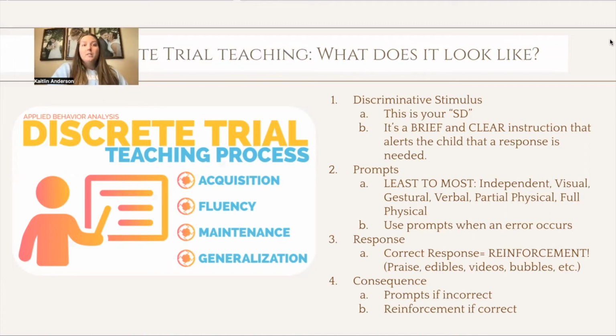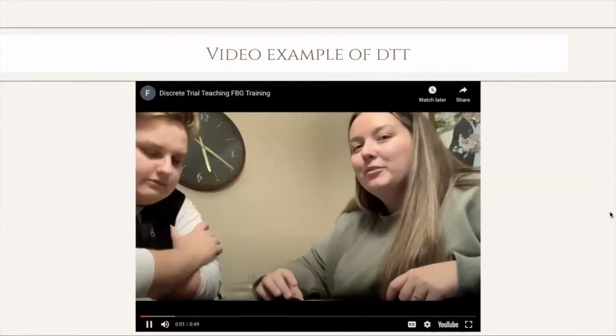Next, we have our prompts. So that is when we have our least to most prompting level. You probably have already seen that in your training manual. So our least to most here at Fox that we follow is an independent response, which is the least restrictive, then a visual, a gestural, then verbal, then partial physical, then full physical. You're going to use prompts when an error occurs. Third, we have our response. A correct response means reinforcement everywhere, every day, all the reinforcement. And lastly, we have our consequence. So that is a prompt if the child emits an incorrect response, and then reinforce once you get to that correct response. So now we're going to learn about discrete trial teaching.